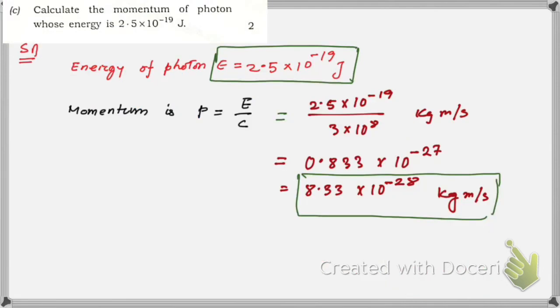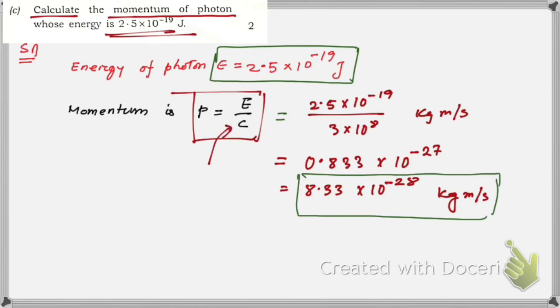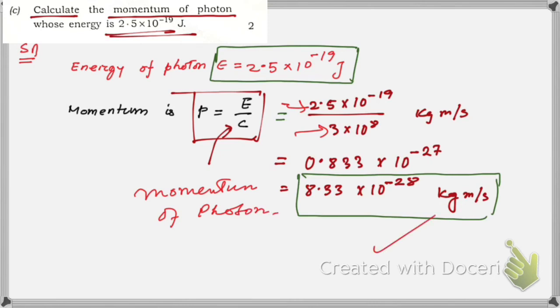Here we have a numerical. Calculate the momentum of a photon whose energy is given. It can be calculated using this relation, where c is the velocity of light. Just put in the velocity of light and the given energy of the photon, then you will get the momentum of the photon. Right, so that is your answer. Now let's go to the next question.